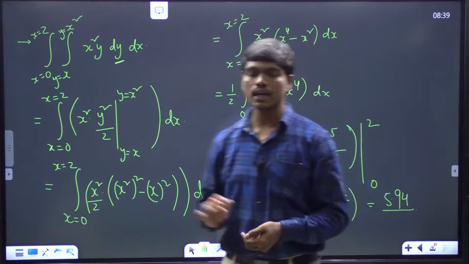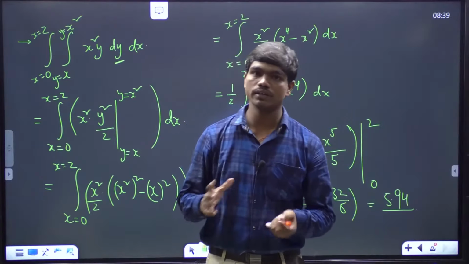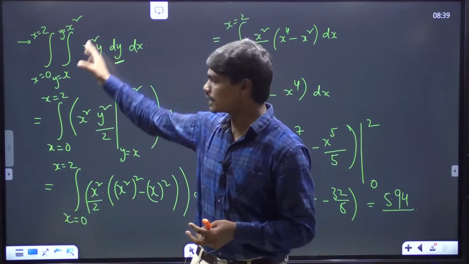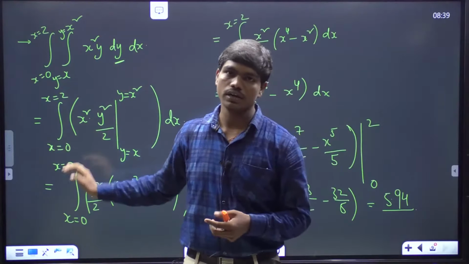Okay. So fine. This is how you'll integrate basically when there are two variables. First of all, you'll consider the other variable as a constant. Then you'll integrate the things.